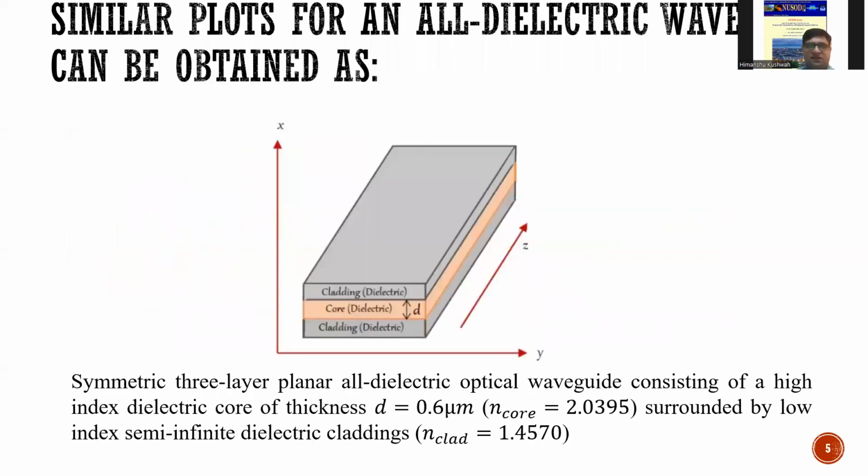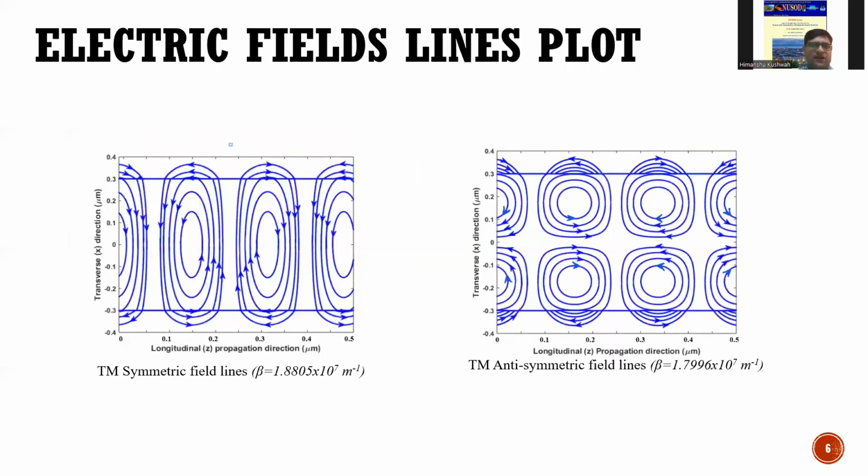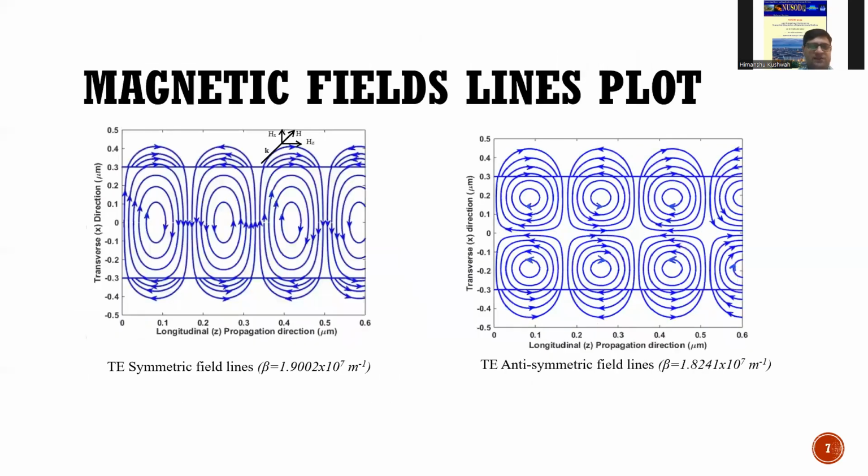Next, similar plots of the electric field lines can be seen for all dielectric waveguides, and this is the configuration of a symmetric three-layer planar all dielectric optical waveguide consisting of a high index dielectric core of thickness 0.6 micrometer. We plotted the electric field lines for TM symmetric and antisymmetric modes, and the TE symmetric and antisymmetric field lines. So these are the electric and magnetic field line behavior for this.